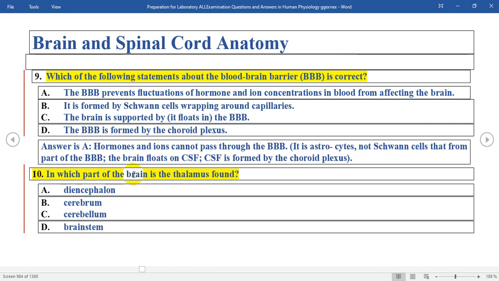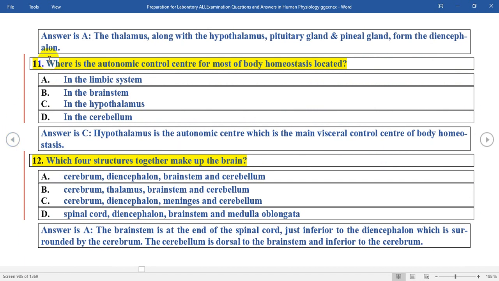Number 10. In which part of the brain is the thalamus found? Diencephalon, cerebrum, cerebellum, brainstem. Answer is A. 11. Where is the autonomic control center for most of the body's homeostasis located? In the limbic system, in the brainstem, in the hypothalamus, in the cerebellum. Answer is C.